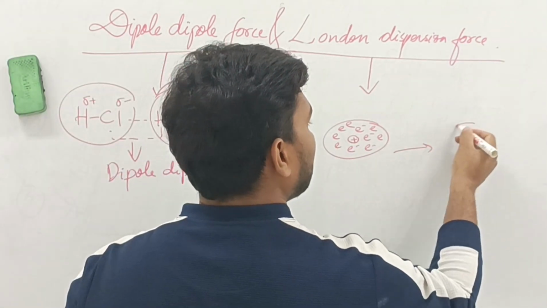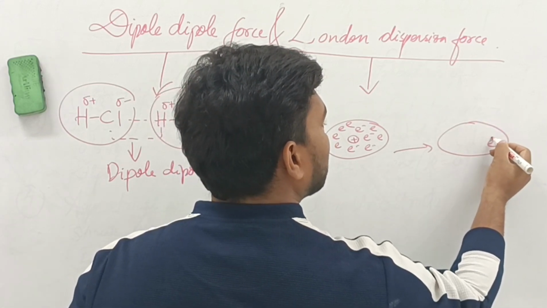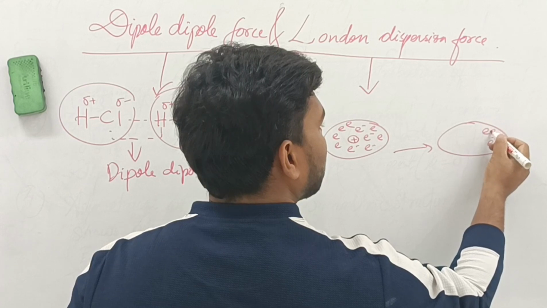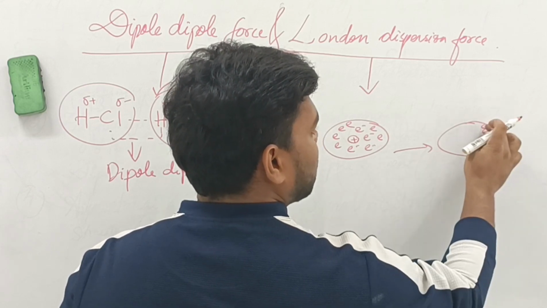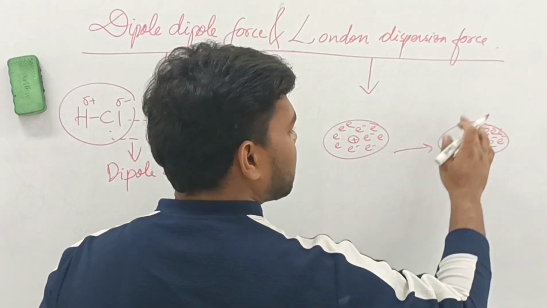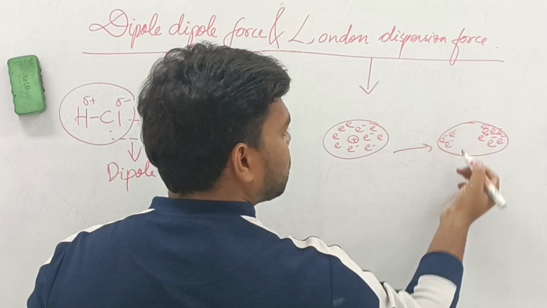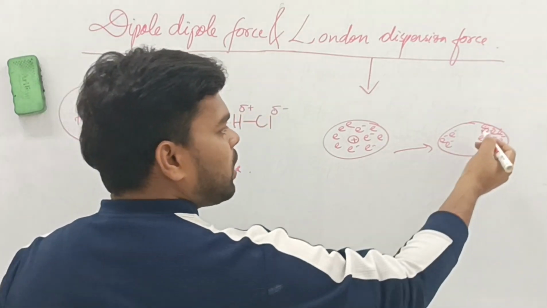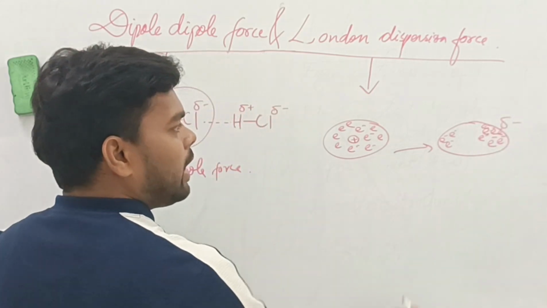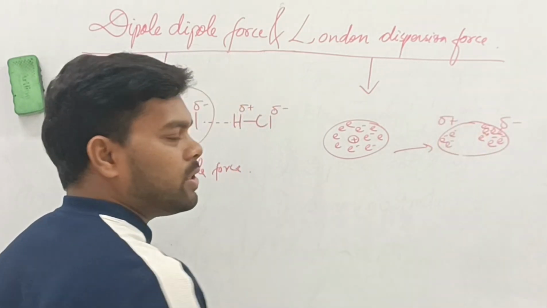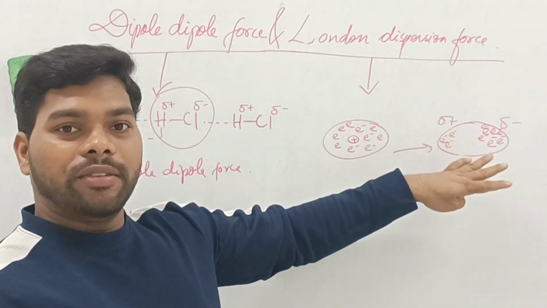These electrons will actually move to the other side. Let's say 7 electrons are on the right side and the remaining 3 electrons on the left side, for example. Because of the density of electrons, this side will become slightly negative and this side will become slightly positive. So here a dipole is created, but it is not real.